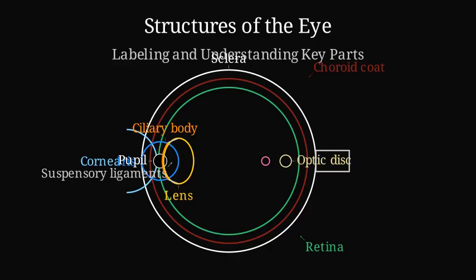At the back of the eye, we find the optic disc. This is the point where the nerve fibers leave the eye. Because there are no light-sensing cells here, the optic disc creates the blind spot.